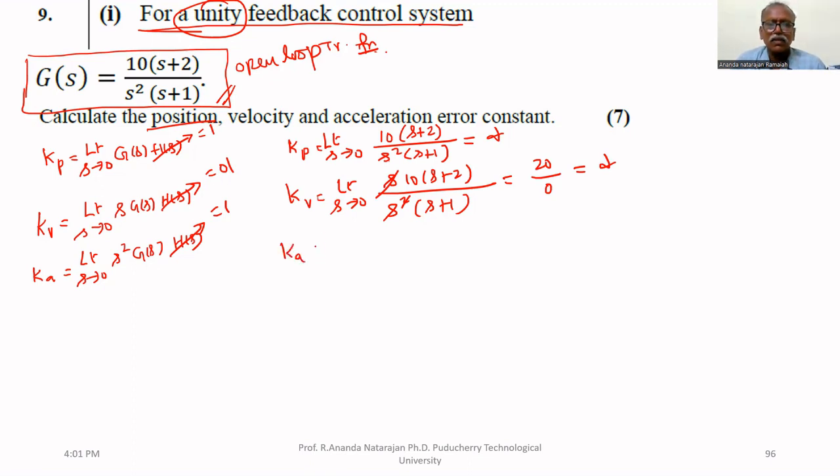Acceleration error constant Ka equal to limit s tends to 0 s square multiplied by (10 s plus 2) upon s square multiplied by (s plus 1). S square getting cancelled. Therefore, 20 is equal to 20. Acceleration error constant equal to 20.